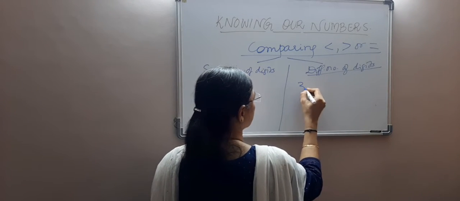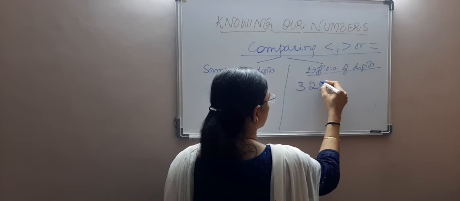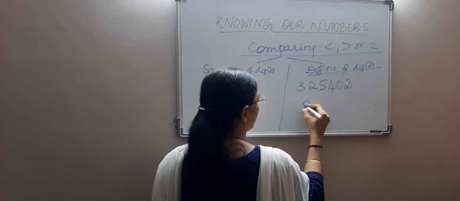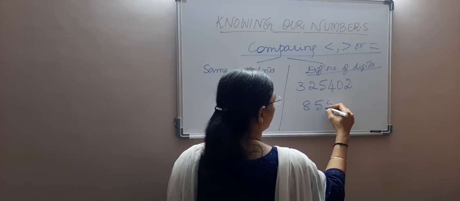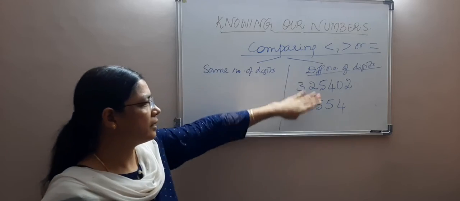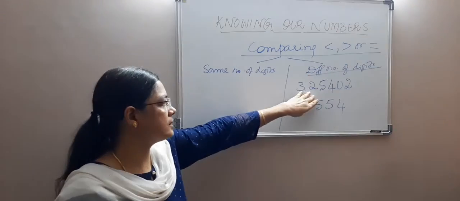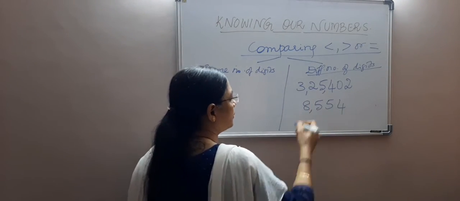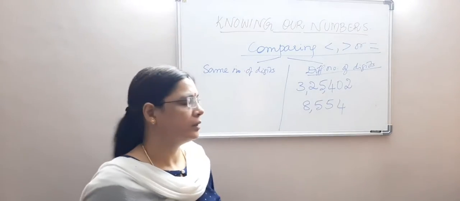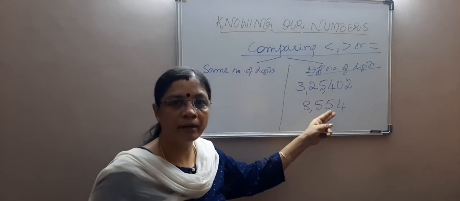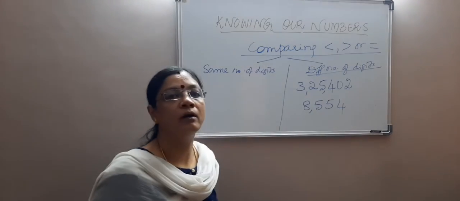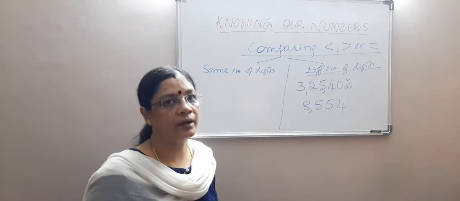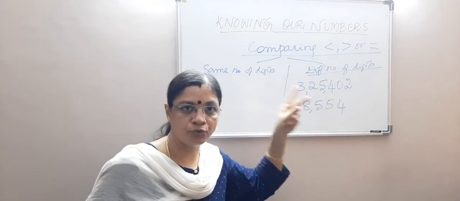See, if 3,25,402 is given and it has to be compared with 8,554. There are different numbers of digits in these two numbers, isn't it? This has 6 digits and this has 4 digits. If you are asked to compare these two numbers, obviously this is the greater number, because the place value is greater here and the number of digits is also greater here. So this will be very easy for you to compare.